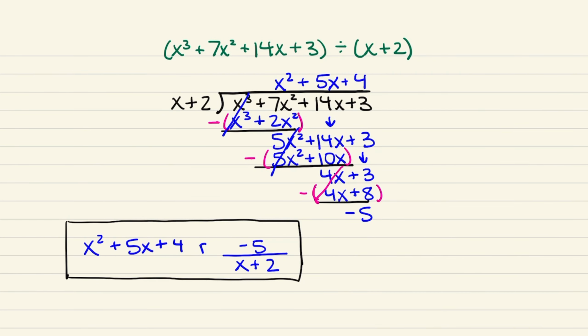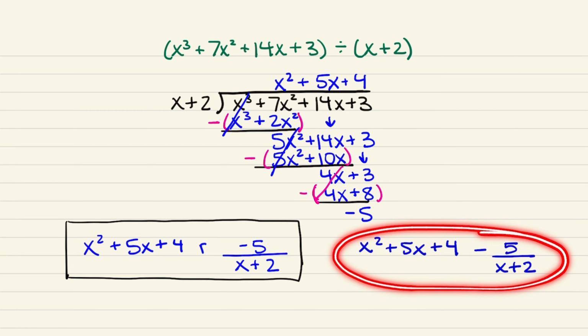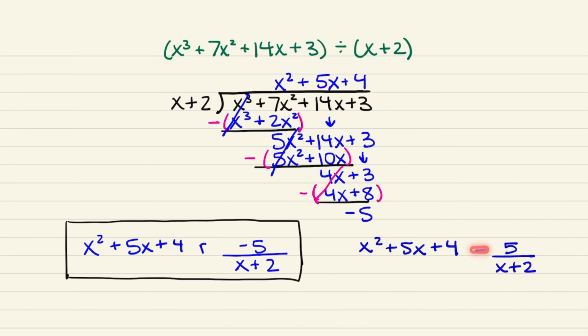Note that this can be written differently. Instead of writing r for remainder, we can include the remainder in our expression. So x squared plus 5x plus 4 minus 5 over x plus 2. Sometimes it can look a little weird to have a negative remainder, but either way, whether it's negative or if it were positive, we can still include it into our final answer with either a minus sign or a plus sign, depending on whether it's positive or negative.